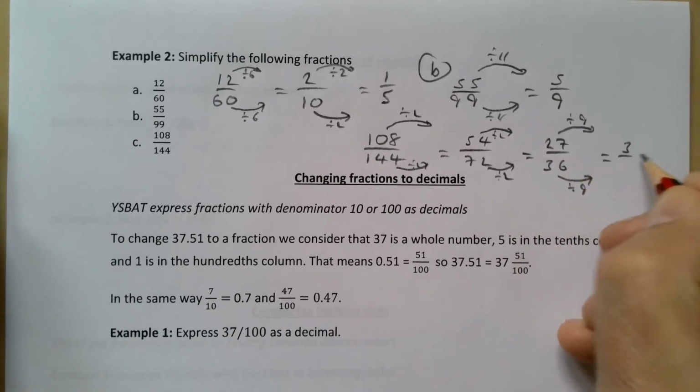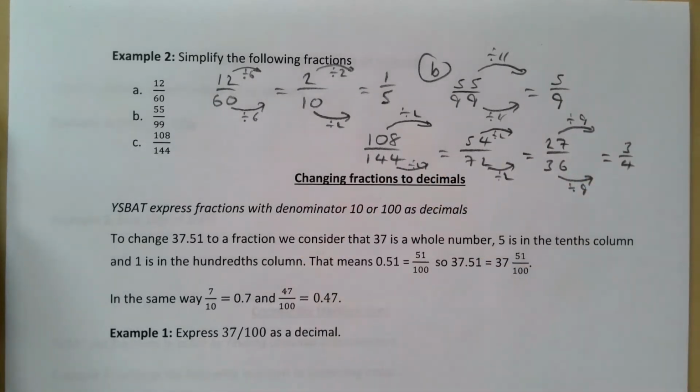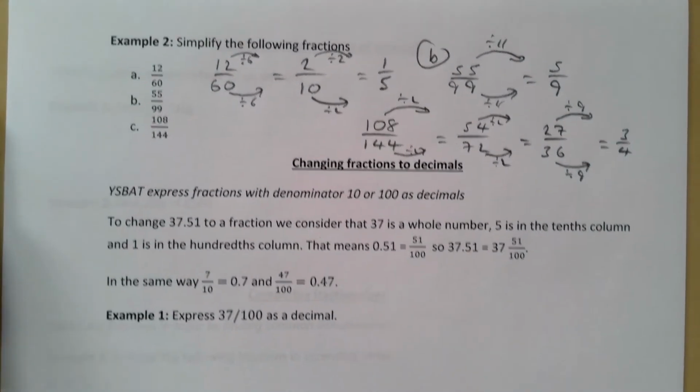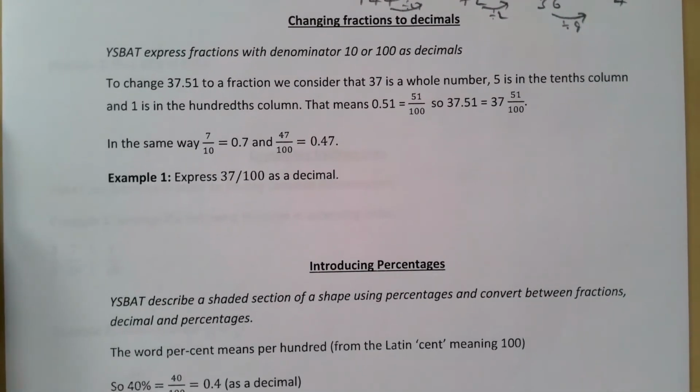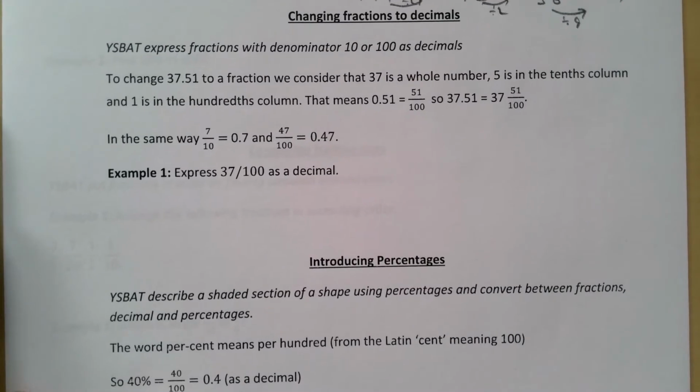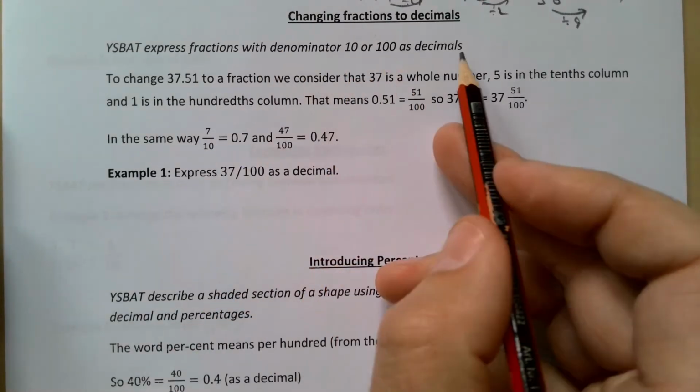And that gives me then 3 over 4. So this was effectively then 3/4. Next we have changing fractions to decimals. You should be able to express fractions with a denominator of 10 or 100 as decimals.